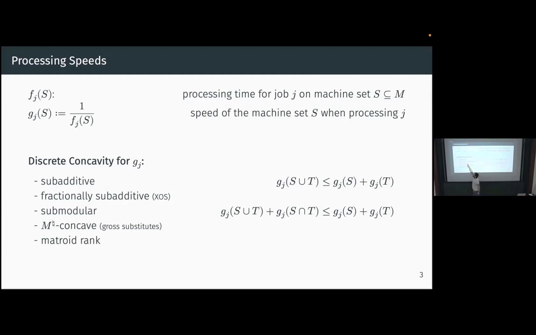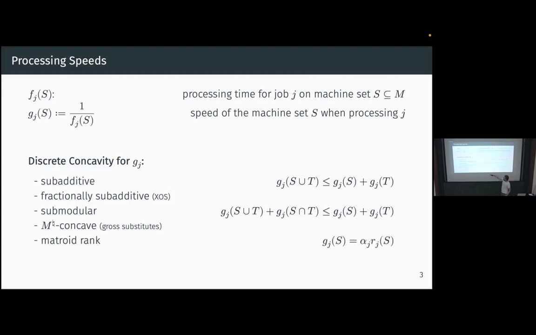So in fact, all the concepts that are listed here are specializations of one another. Here subadditivity is the most general one, and matroid ranks at the bottom are the most special one. Every function that is a matroid rank is M-natural concave, that's then submodular, and every submodular function is fractionally subadditive, and every fractionally subadditive function is subadditive. Right, so these go from most general to most special down here. I will actually focus on M-natural concave functions, but I will not tell you what this is right now. It's also known as gross substitutes, but wait a little bit until you get the definition.